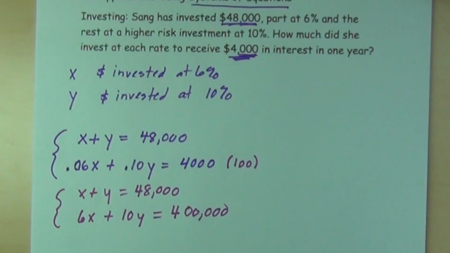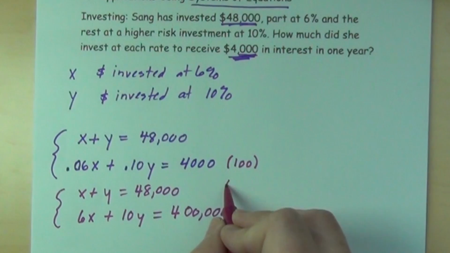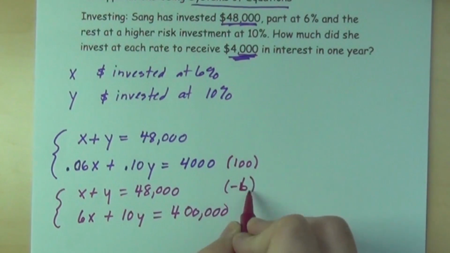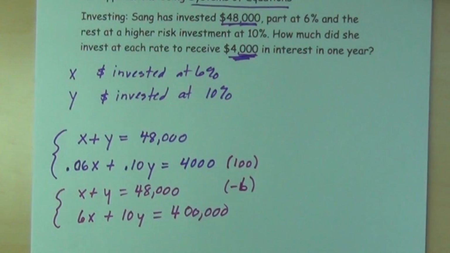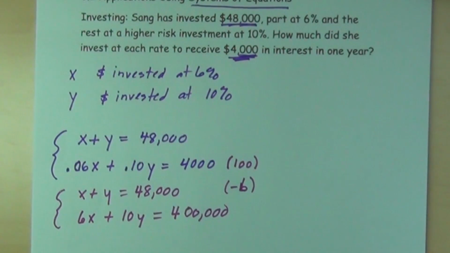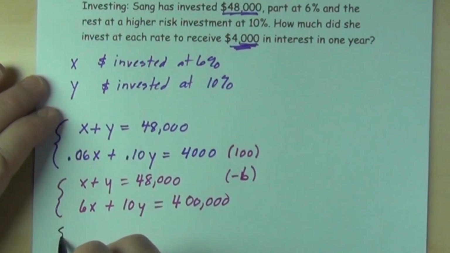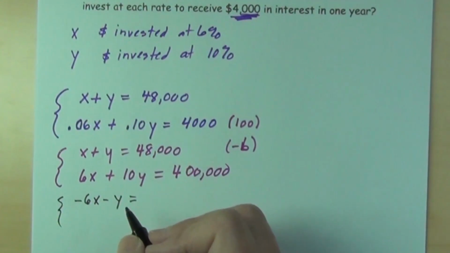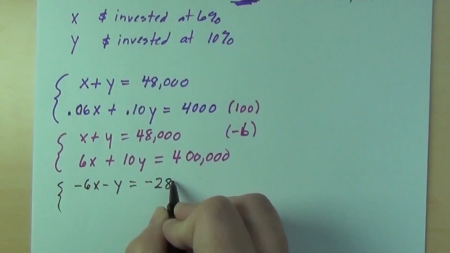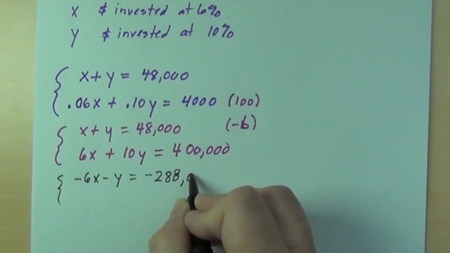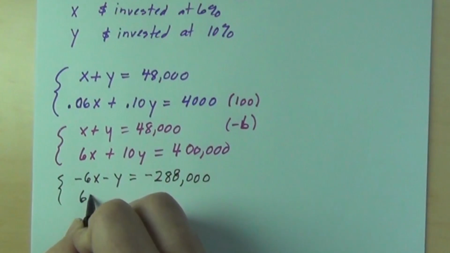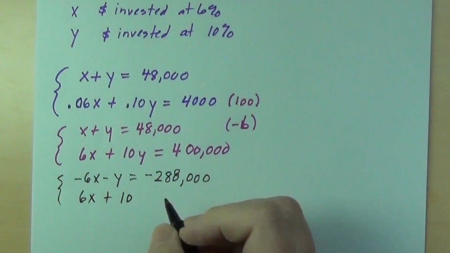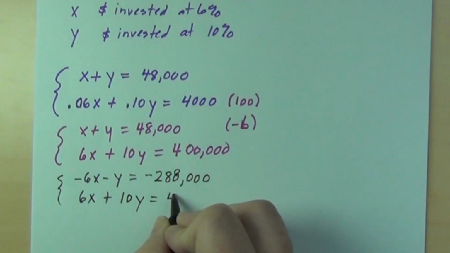Now I have to decide what to eliminate. I think I'll eliminate the X. So I have a 6 here in the second equation. I want a negative 6 in the first equation. So I'll need to multiply that first equation by a negative 6. So I'll have a positive 6 and a negative 6, which will eliminate the X. So I'll multiply the entire first equation by negative 6. I get negative 6X minus 6Y equals negative 288,000. And the second equation is unchanged.